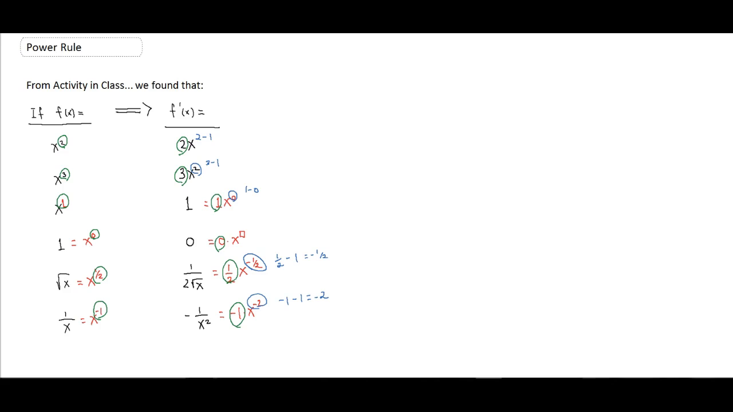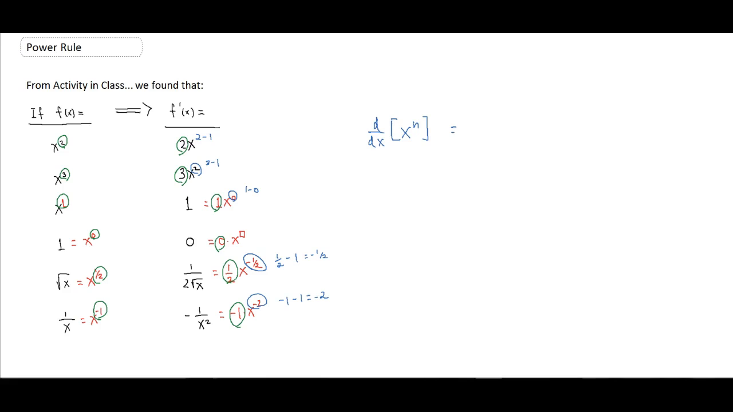So looking at this, we can deduce the following differentiation rule. Anytime you differentiate something of the form x to some power n, now remember that n can be any value, and remember this d dx notation. Basically, this is telling us to differentiate the function that's inside the bracket with respect to x, right? That's what this d dx notation is.